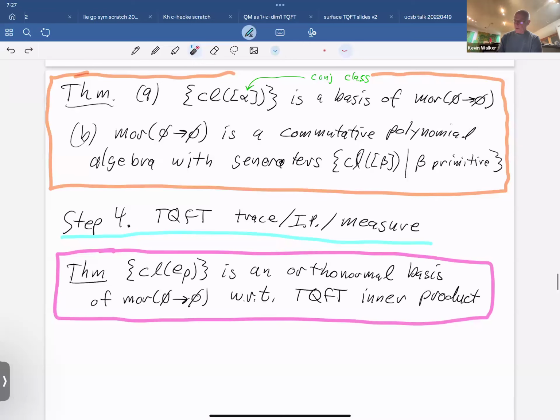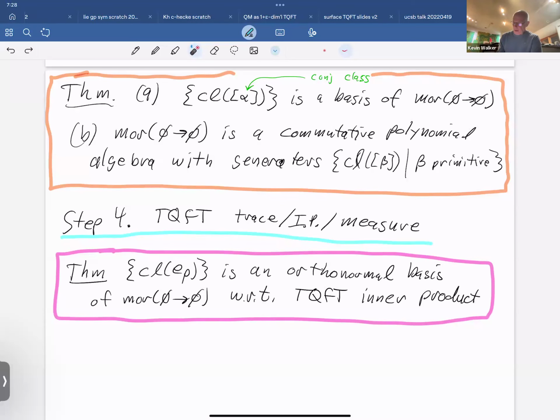And so the theorem is these closures are a basis, but the algebraic structure is a commutative polynomial algebra whose generators are the primitive automorphisms as just defined. Okay, so now, if our goal is to construct an interesting family of orthogonal polynomials, we have the algebraic basis, we have the polynomial basis, but we also need a measure.